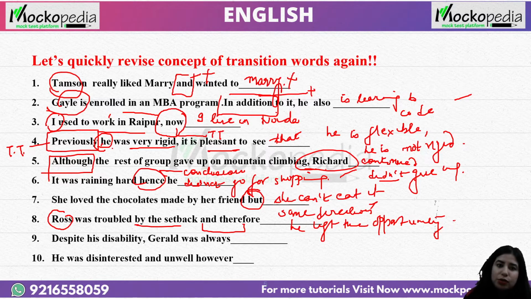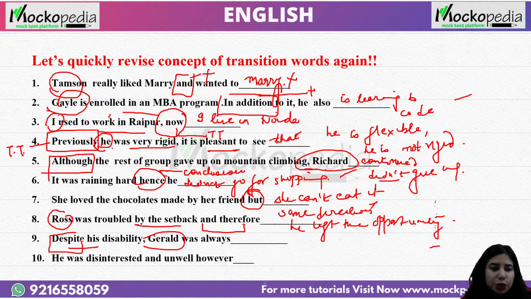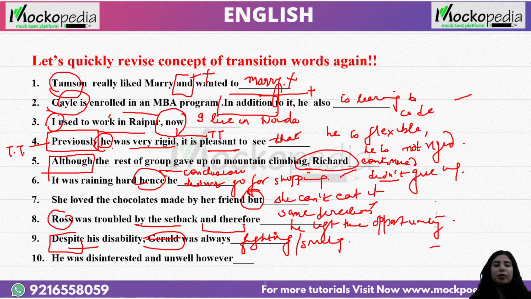Gerald was always, so who are we talking about? We are talking about Gerald. What is the additional information? That he has got a disability, despite. So again there is a transition, "despite." There is disability, but Gerald was always fighting, right? Or fighting or aggressive or smiling or cheerful, something that conveys that the disability did not affect Gerald, right? Come to the last one.